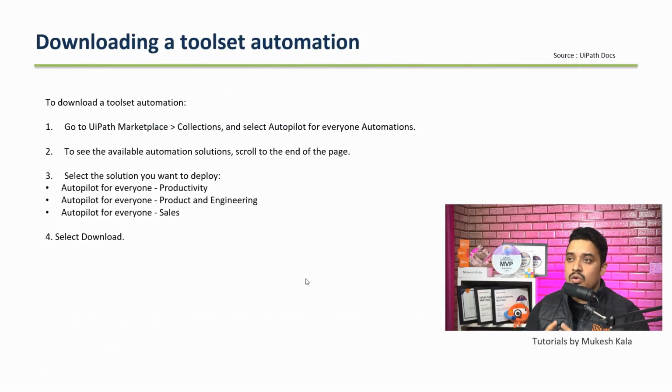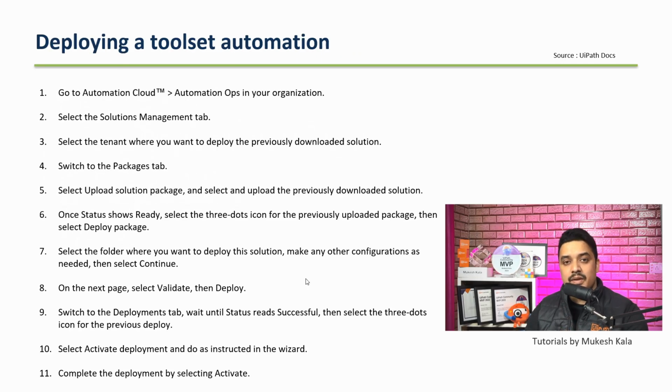I hope now you guys have downloaded the toolset automation. The next step, which is step 2, is deploying the toolset automation. How do you actually deploy? These are the 11 steps which we are going to follow in a step-by-step manner, so that we also have deployed the toolset automations. Let's go back to our automation cloud and try to configure this toolset automation.